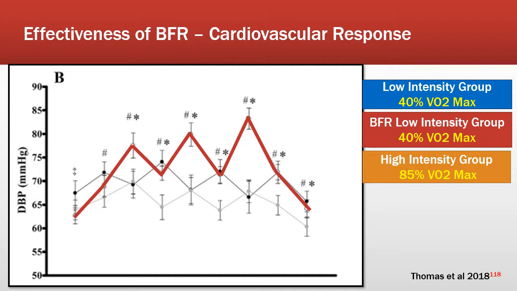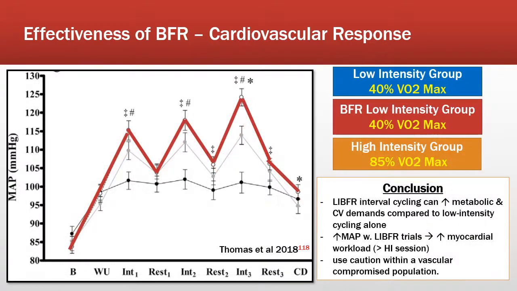The one difference is the diastolic. So diastolic for the BFR group does increase over the baseline, over that of the low intensity group, as well as the high intensity group. Implications on the MAP, or the mean arterial pressure, during the exercise. And so you can see that the BFR group does increase in their mean arterial pressure more so than the high intensity or low intensity group.